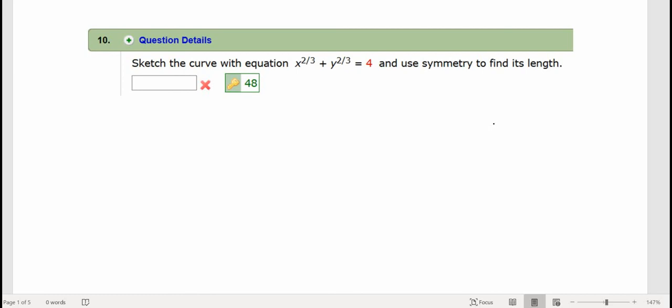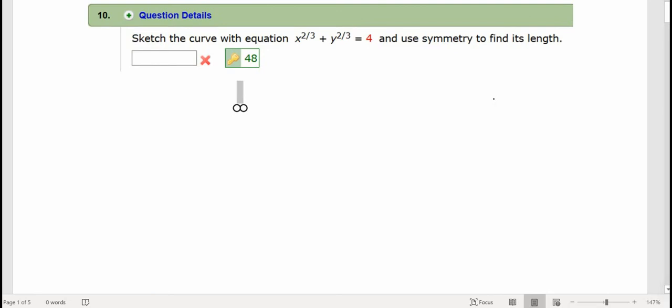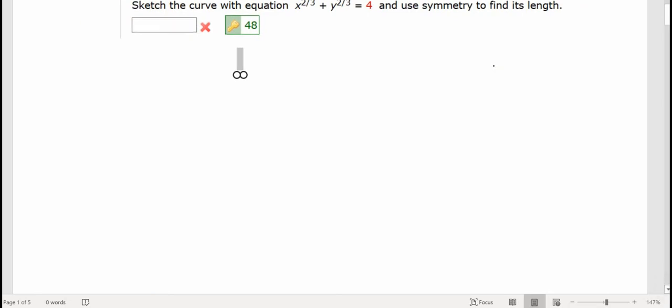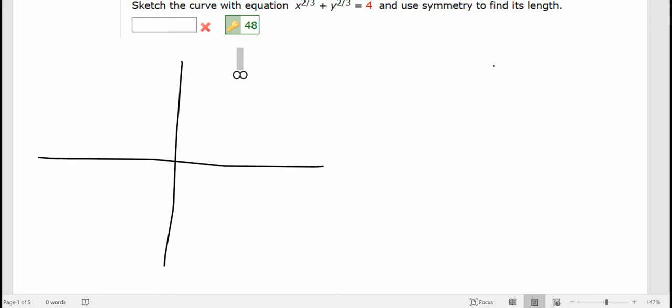Okay, so this is from section 7.4, and we want to sketch this curve that has this particular equation, x to the 2/3 plus y to the 2/3 equals 4. And if we go to sketch that, one of the things to think about, when you're using your calculators or any kind of technology, is graphing functions, right? So we need to solve this thing for y, and that's going to be y equals 4 minus x to the 2/3, all raised to the 3/2.